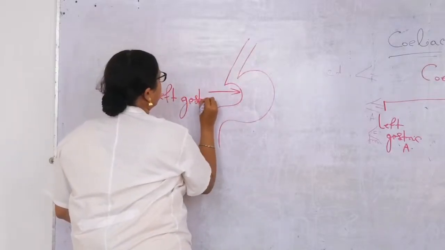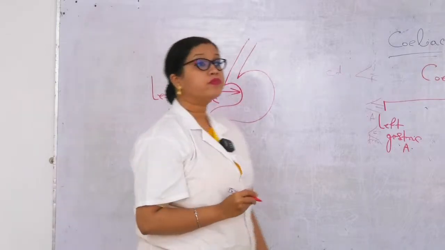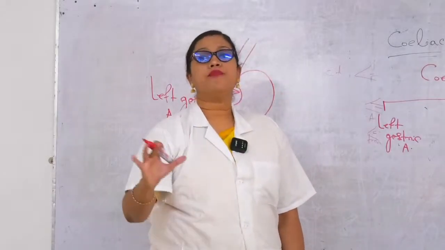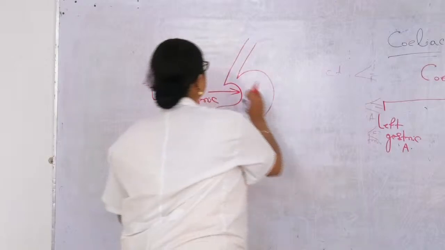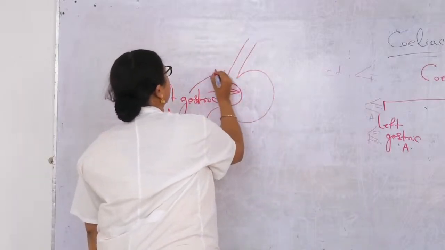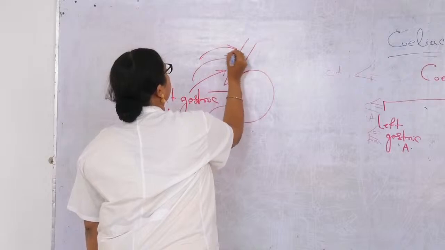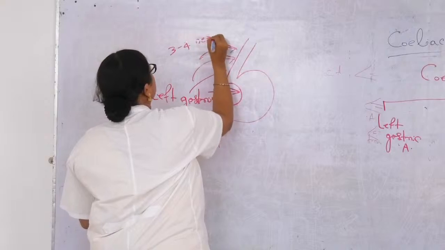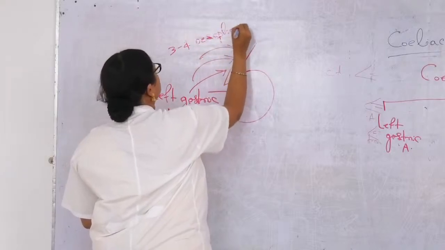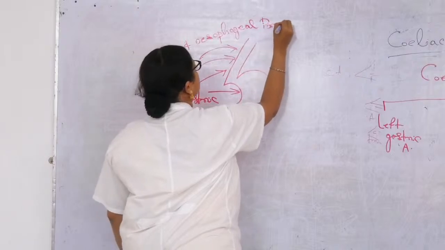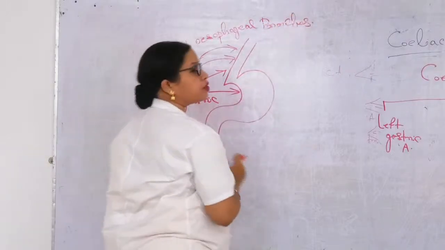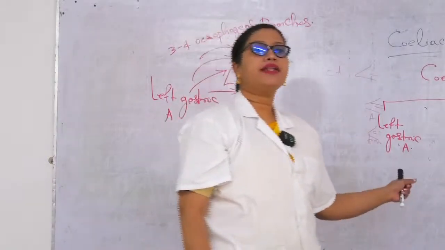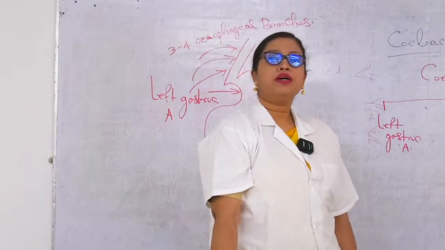So how many branches does it have? Which are the branches of the left gastric artery? Write it down. There are some esophageal branches. Whatever is supplying the lesser curvature of the stomach is also supplying some part of the lower part of the esophagus. This is known as, write it down, 3 to 4 esophageal branches. Okay, so that is about the left gastric artery. This is the smallest artery coming from the celiac trunk.